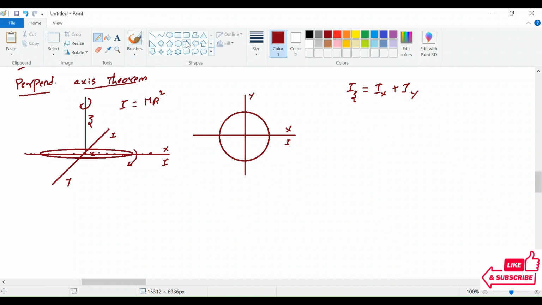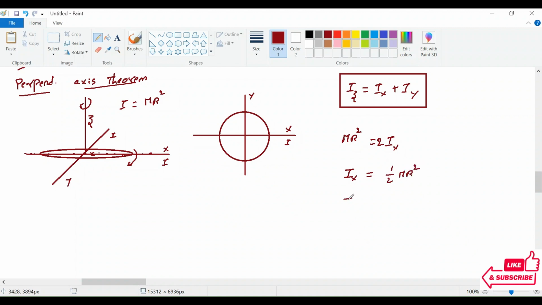Now how will we use this? We know on the z axis it is mr square. I am asking for the x axis, and the x axis and y axis are equal. The mass distribution is the same, and distances are also the same. So I along the x axis is equal to half mr square. Or if they ask for the y axis also, it is the same, mr square by 2. In this way you can use the perpendicular axis theorem.